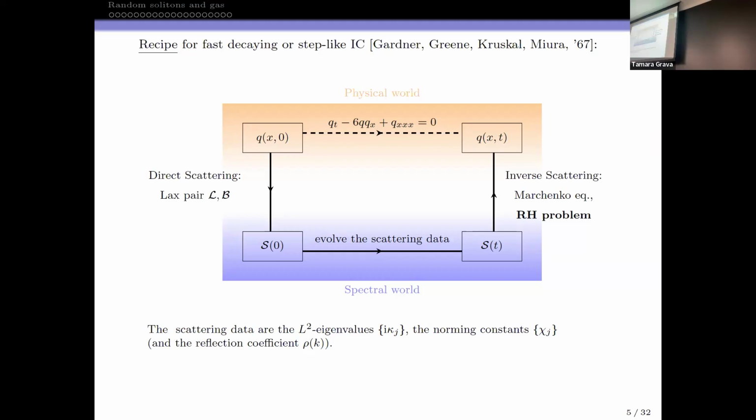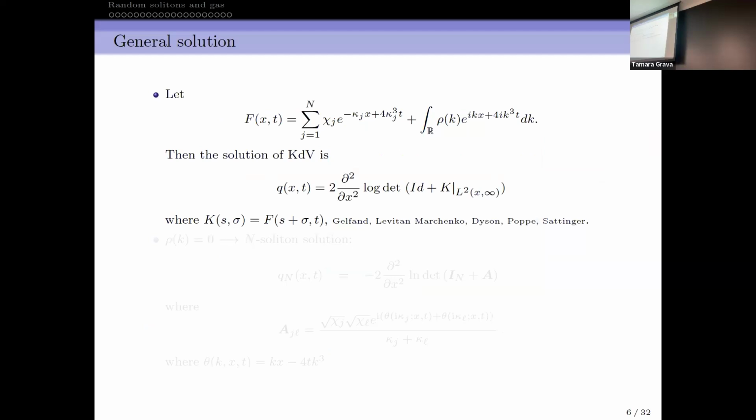Yeah, so in this setting, I have my data: the discrete spectrum parameterized by kappa j, and the continuous spectrum parameterized by rho of kappa. We assume a finite number of eigenvalues, which is the case when the initial data decay at infinity. I don't want to go very much into the conditions.